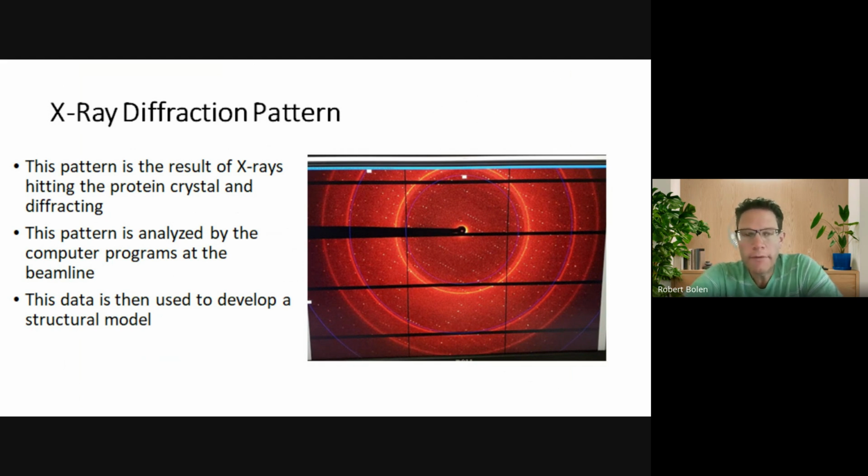And then what will happen is the computer itself, there are programs at the beamline that analyze the pattern, and then they use that pattern to create a structural model. So from this pattern of little tiny dots, we have computer programs that can convert that into a three-dimensional structure of what a protein should look like.